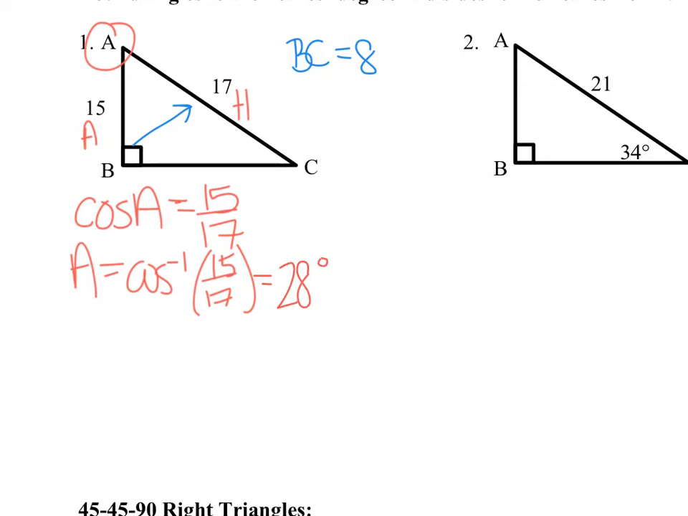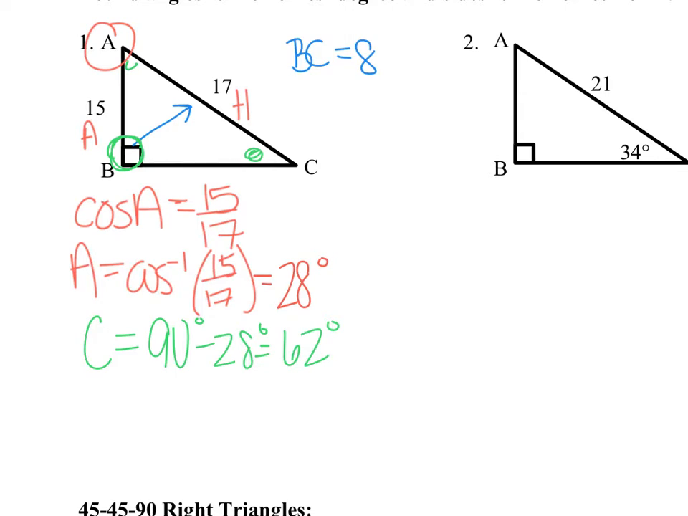Okay, now since we're working with right triangles only, this angle right here is 90 degrees. So that means that A and C have to add up to 90 degrees. So to find the second angle, all I have to do is take 90 minus 28, and I get 62 degrees. Okay. So we have all the information now for the right triangle. A is 28 degrees, C is 62 degrees. Remember that a triangle has to add up to 180, and then BC is 8.